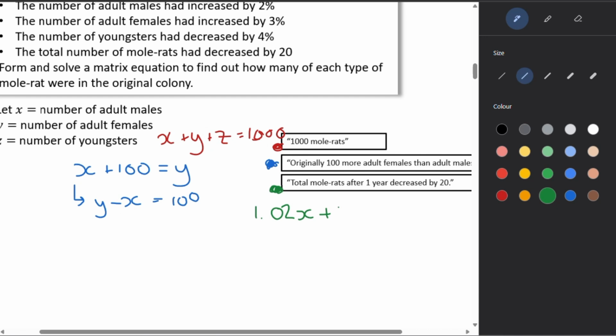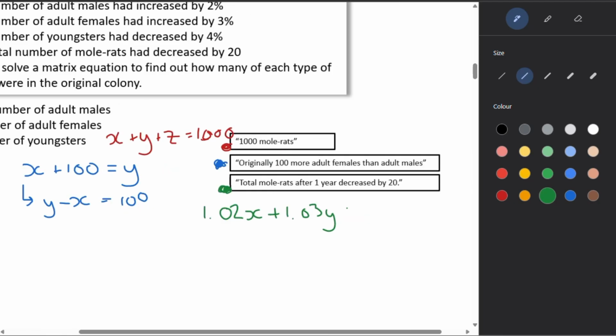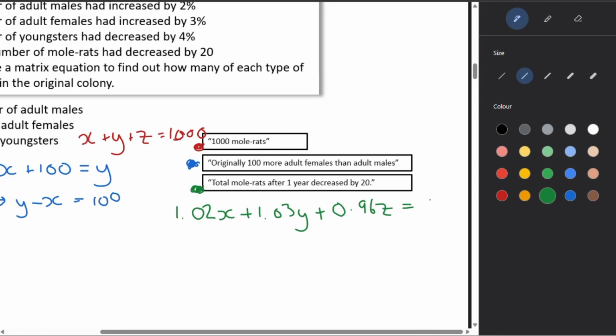So that would be 1.03 of our y value. And then it says the number of youngsters decreased by 4%, so that would be 0.96z. And it says the total decreased by 20, so that would be 980. That would equal, if I can do 1,000 minus 20 in my head.